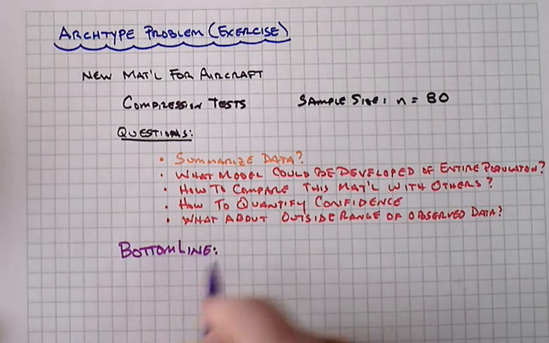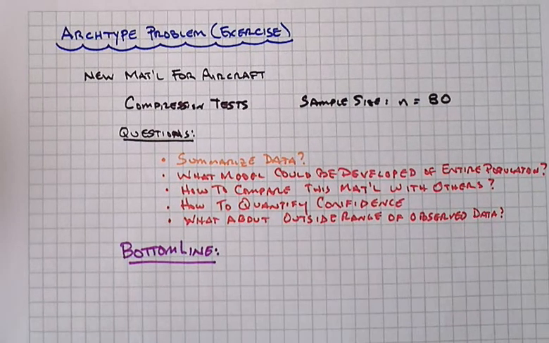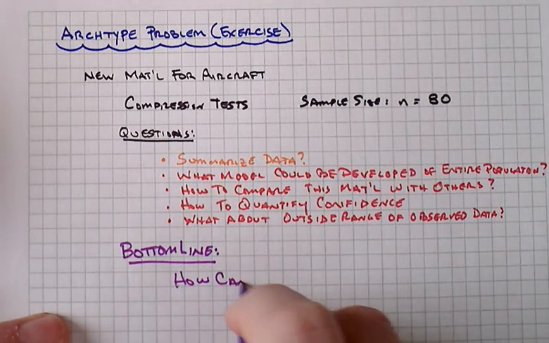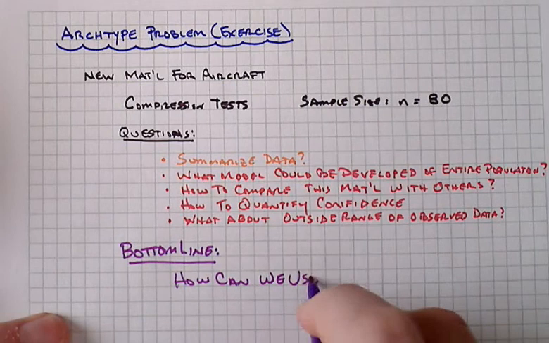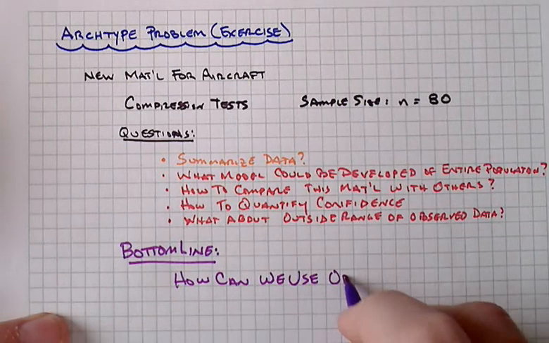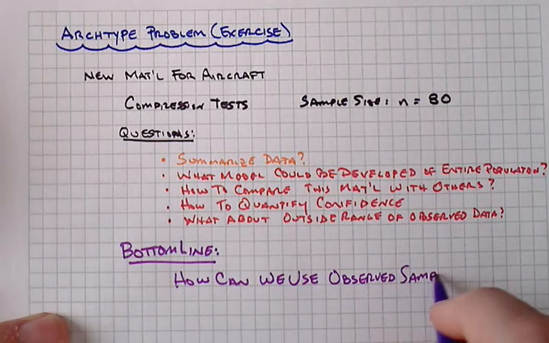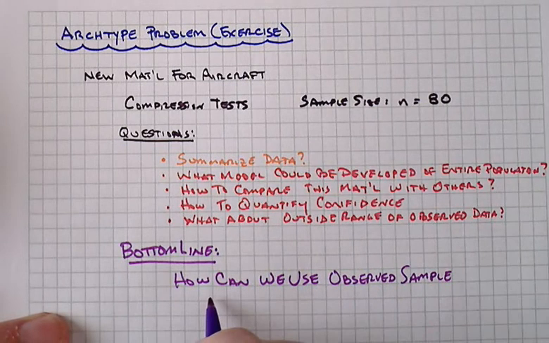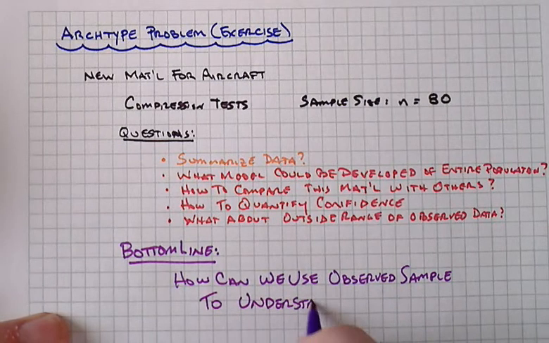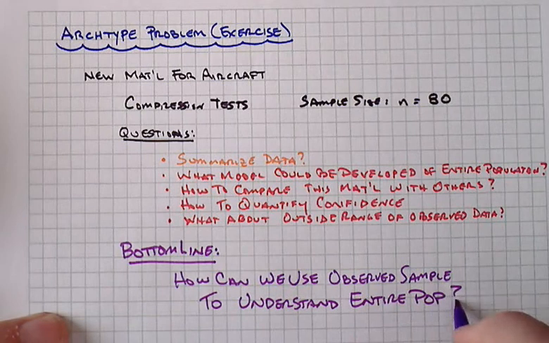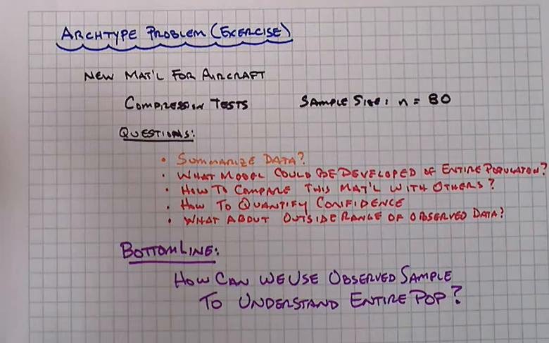And that bottom line that we're going to be addressing is, how can we use the observed and presumably random sample to understand attributes of the entire population? And we'll be developing specific techniques to help us to be able to do that.